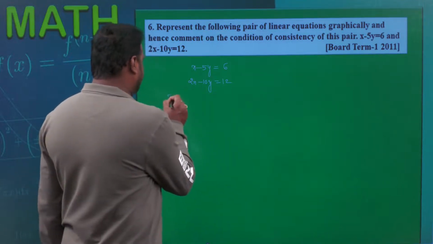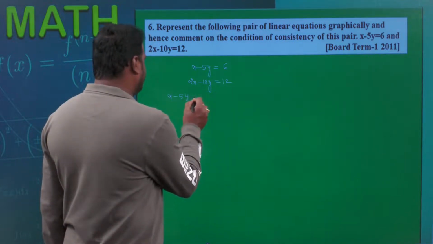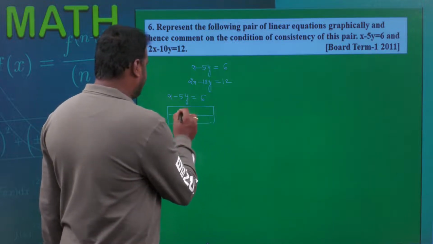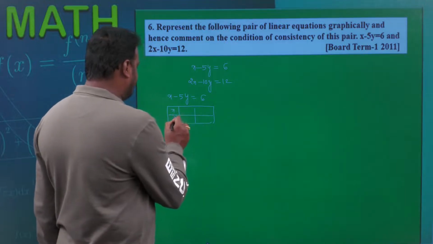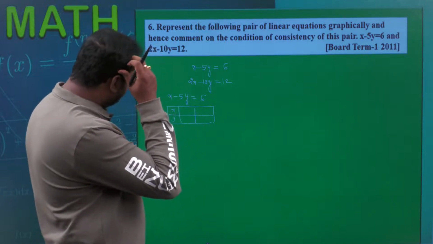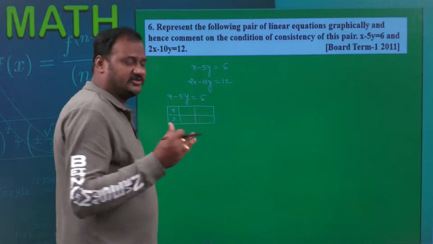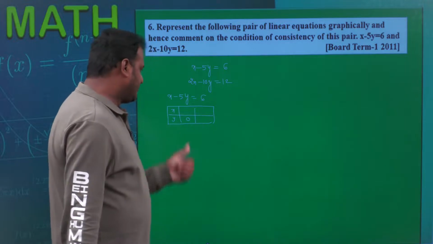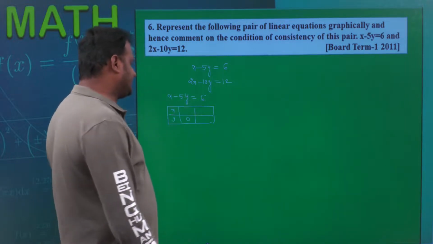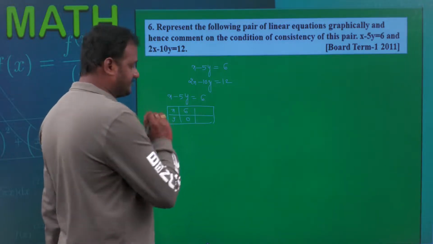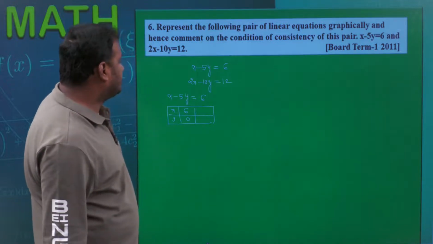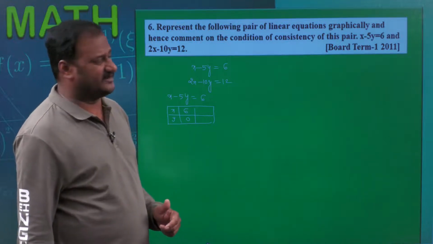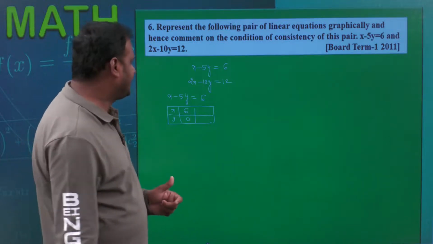I am taking the first line, x minus 5y is equal to 6. I need points, so I am going to figure out the values of x and y. Be very careful here, and don't try to get fractions. Suppose y is equal to 0. 5 zeros are 0, x minus 0 is x, so x is equal to 6. Can I take x is equal to 0? If x is equal to 0, y is equal to 6 divided by 5. 6 divided by 5 is 1 point something, right?